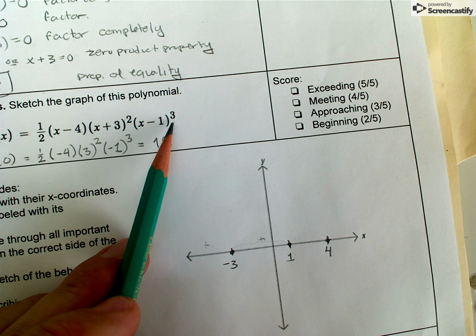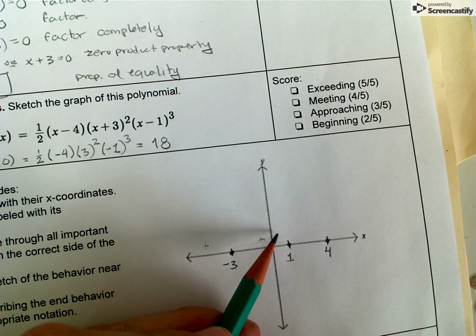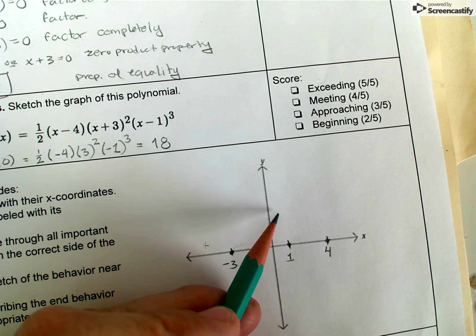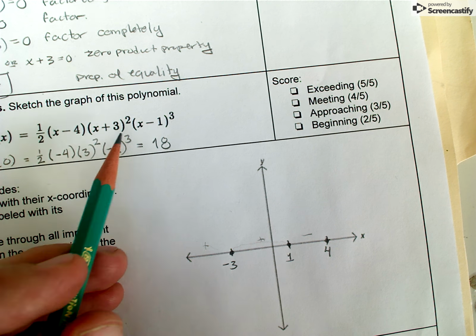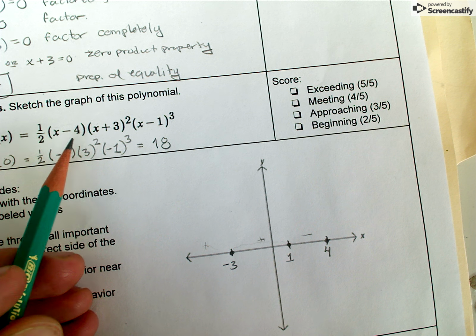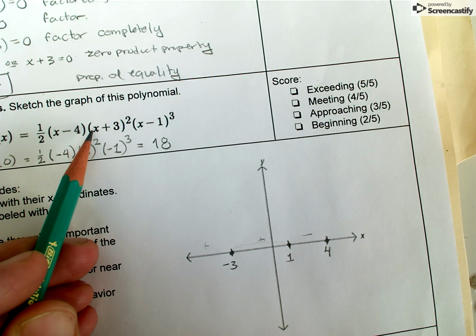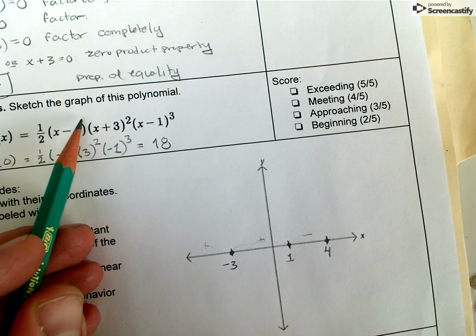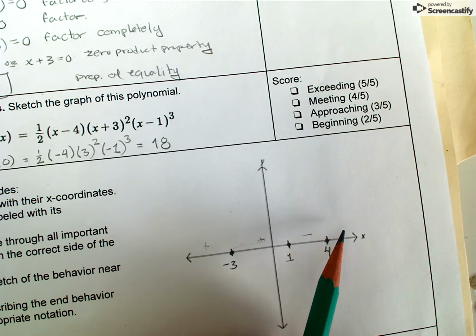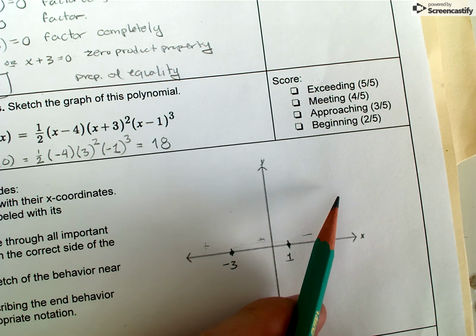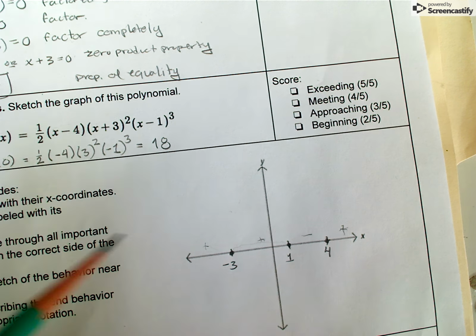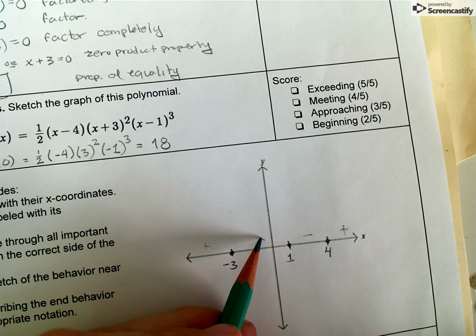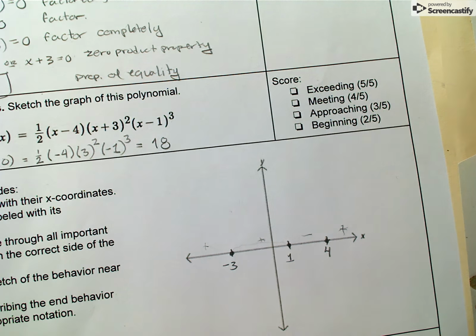The other two, this root has a multiplicity of 3, which is odd. And that means that the graph is going to cross from the positive region into the negative region here. And then, again, the factor that gives us the root of 4 also has an odd multiplicity, a multiplicity of 1. And so I expect that the graph is going to cross the axis there also.